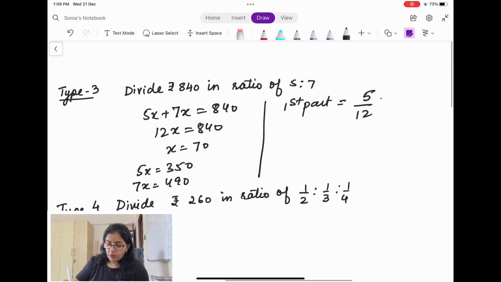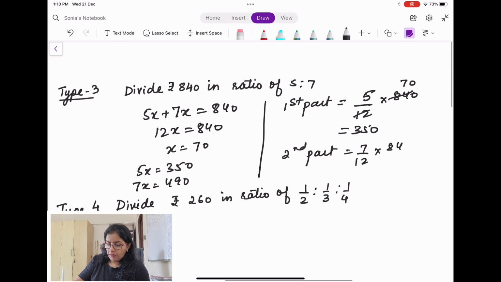Similarly, the second method for this is the formula that I was telling you before. The first part will be 5 upon 12 into 840. So you divide, you get 70, and you get 350. And the second part is 7 upon 12 into 840.